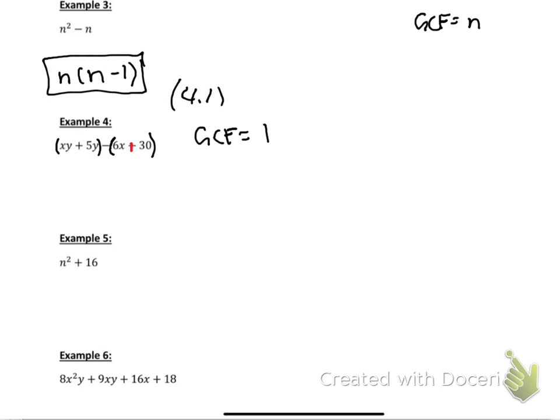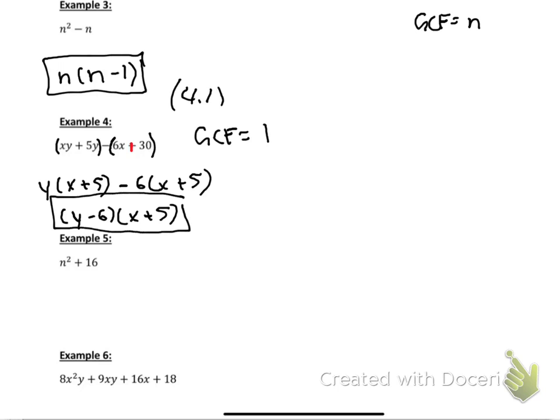All right, let's take this first set of terms. The GCF is y, and x plus 5 remains. Over here, the GCF is 6, and again, x plus 5 remains. So we end up with y minus 6 times the quantity x plus 5, and that's our final answer. Let's look at example 5.